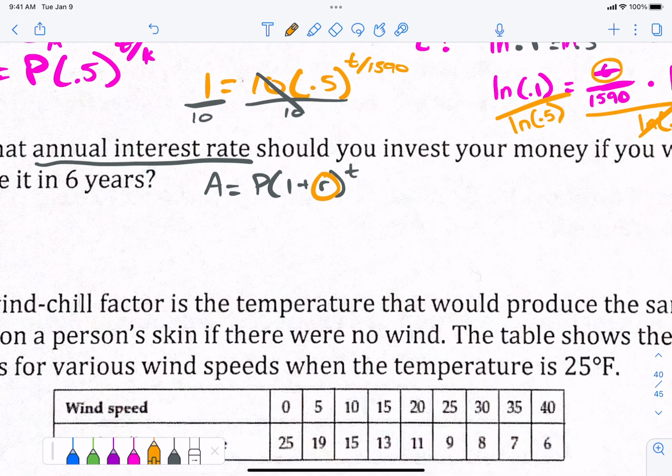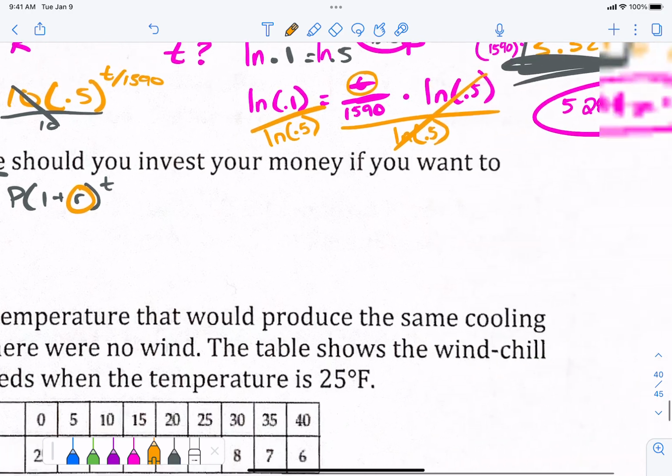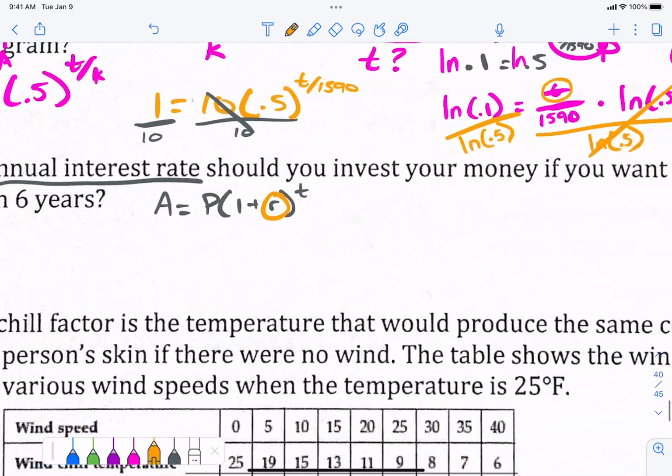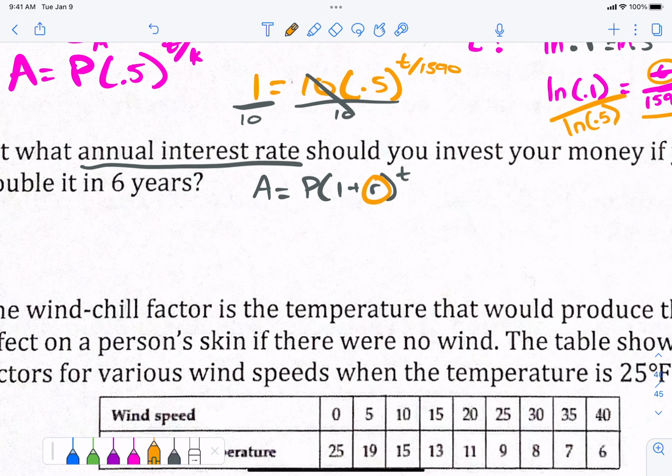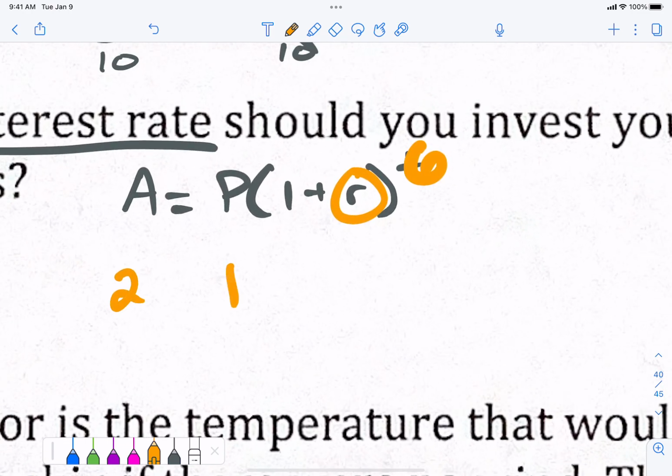Oh, this one's easy. Maybe. At what annual interest rate should you invest your money if you want to double it in 6 years? They give us no information there, except 6. 6 is T, right? That's all I know. If I want my investment to double, I can pick anything for A and P as long as it's doubled, right? 2 and 4. Let's do 1 and 2. 1 doubled becomes 2, or 100 doubled becomes 200. So 2 equals 1 times 1 plus R to the 6th power.